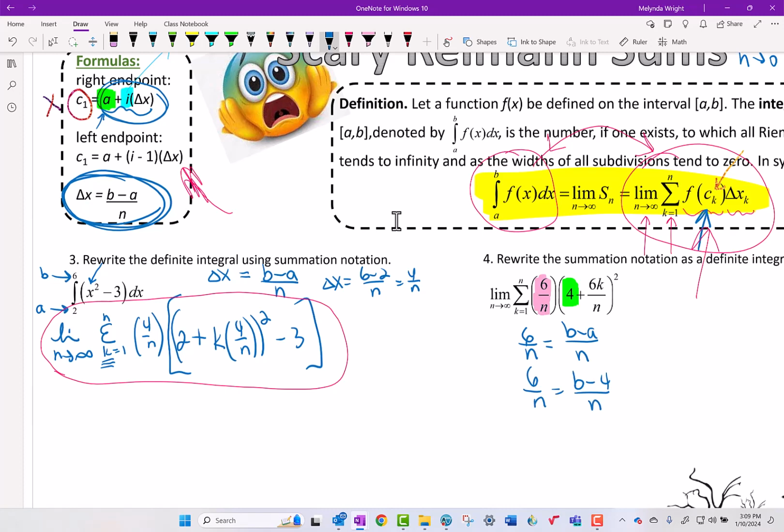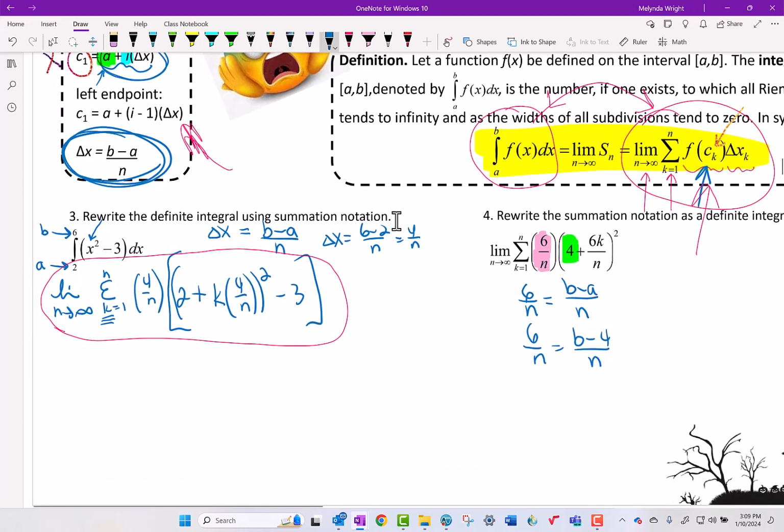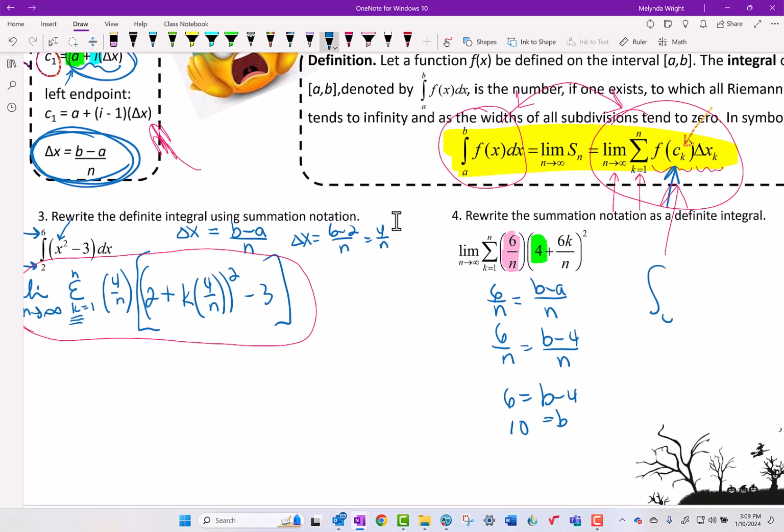So now I can just solve for b. So the n's go away. I have 6 equals b minus 4, so b is 10. Okay, so I've got the integral from 4 to 10. This is most of my battle. Most of my battle is done.